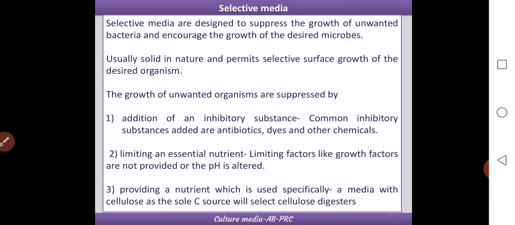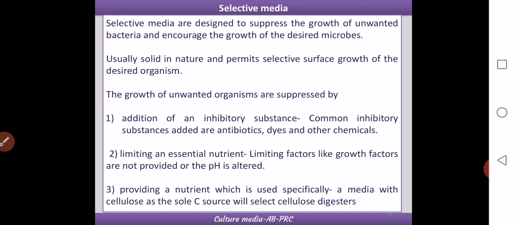Now the selective media. The third special media is selective media. It is designed to suppress the growth of unwanted bacteria. In the previous one, that means enrichment media, we have seen that the wanted organisms are promoted, but in selective media the unwanted organisms will be inhibited and only the wanted organisms are allowed to grow. Right, that is what selective isolation is, usually on a solid media, and it permits selective surface growth of the organism.